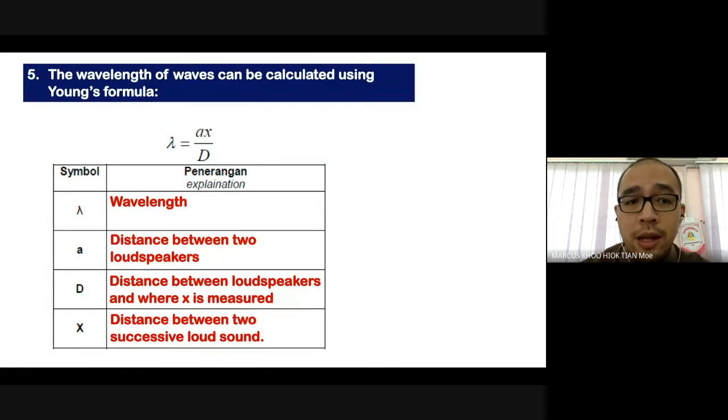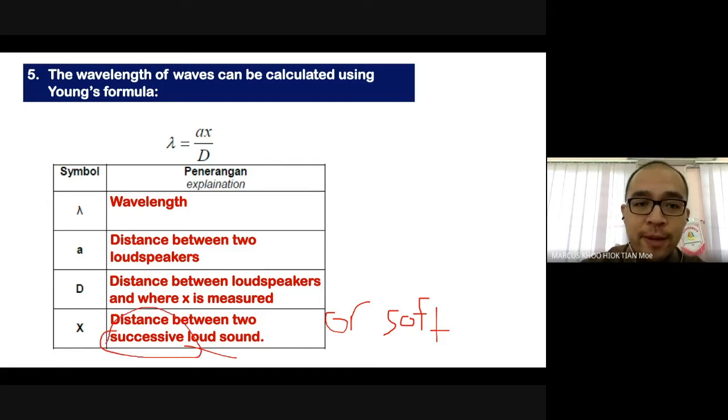The distance between two loudspeakers is the A, like what Ethan said. And D is the distance between the loudspeakers and where the KL is measured. And then X is the distance between two successive loud or soft sounds. This is me trying to write with my trackpad. Oh my goodness. But the key word now is two successive. Two successive means one loud to the next loud, not forever loud. That is the distance.